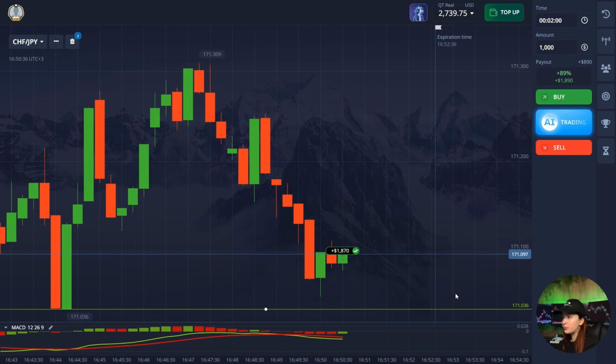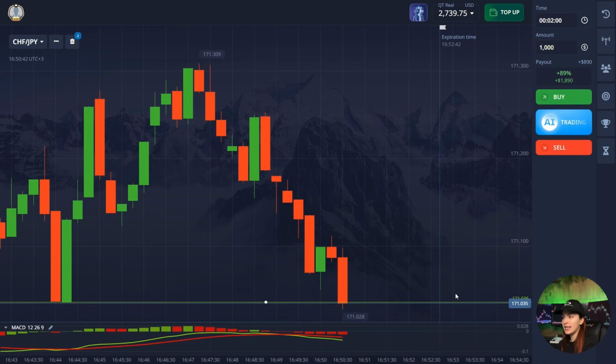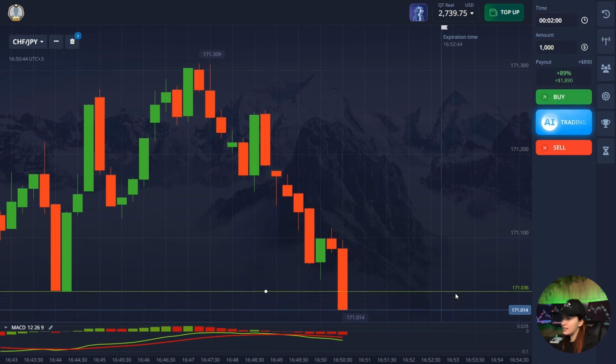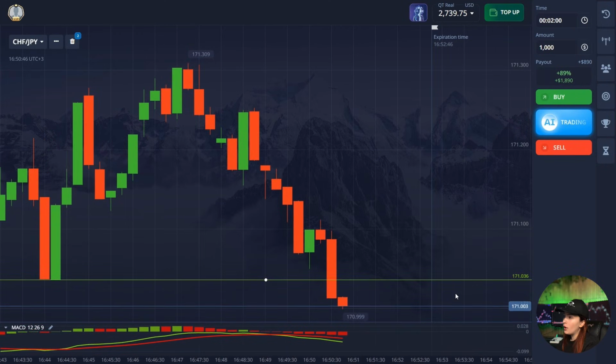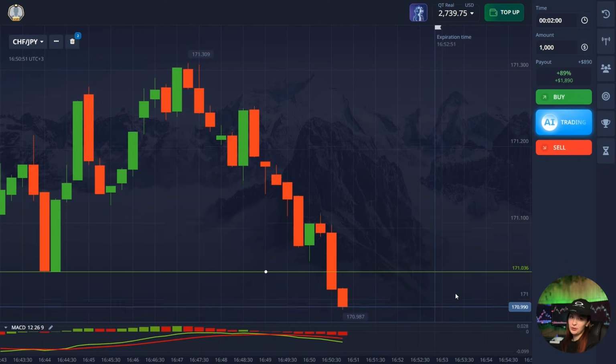Okay, as you can see, the price showing a good decrease. This deal brought us a steady profit. So guys, as you can see, the indicator has again given us an excellent entry point. Well, I suggest that we continue and consider some other trading situations.